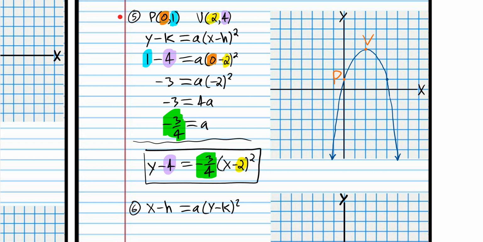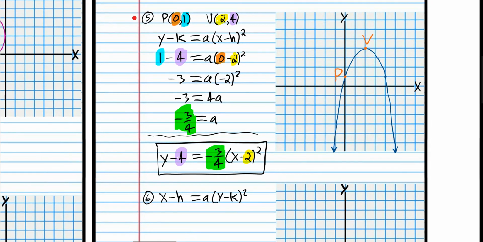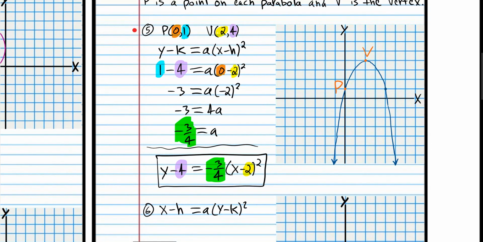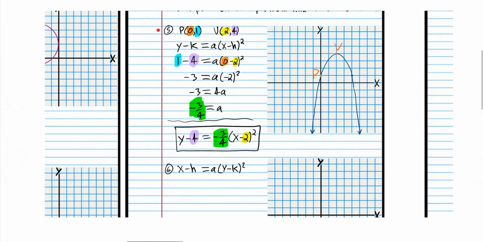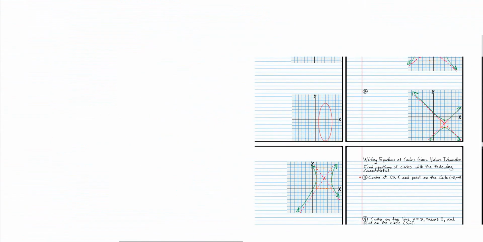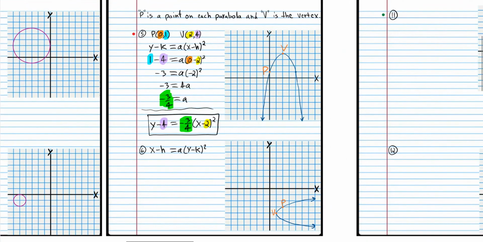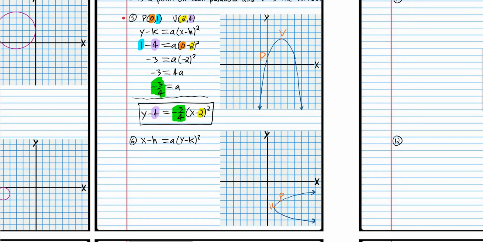And no, you don't have to use colors. And you don't have to show this step. It's probably good to show this math here. I want you to show that math. That's something that you really can't avoid. You have to show how you found the constant, the a value. So let's try one more of these before you try one on your own.